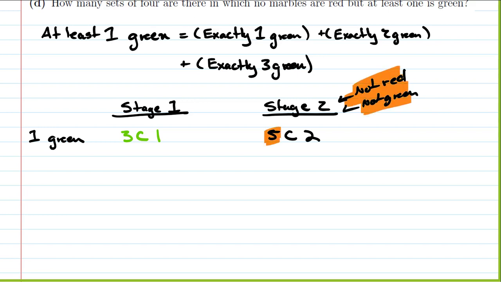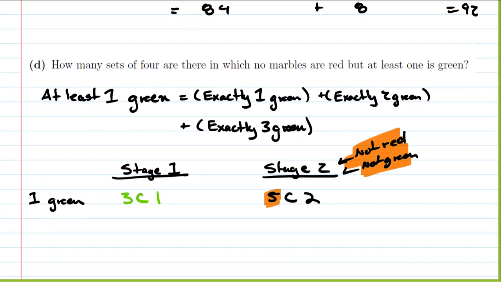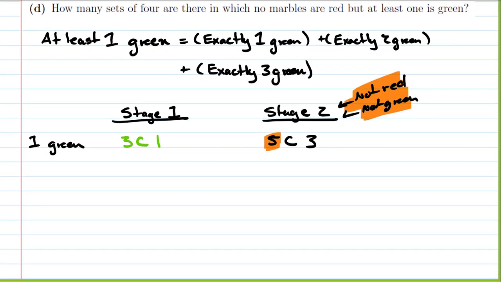And we're selecting, hold on, we're making sets of 4. So we've got to select 3, right? Sorry, I was making the wrong size set. We need to select 3 marbles because we're making sets of size 4. We selected 1 in stage 1, and we're selecting 3 in stage 2. All right, that's exactly 1 green.